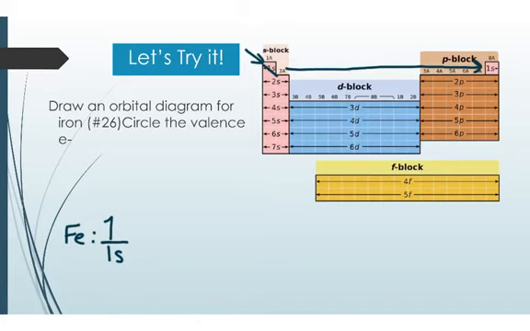Fill that 1s a second time, which makes sense. We don't make a new orbital until we fill the last one. Now I'm out of space, so I'm going down to the next row. I'm into that 2s. Again, s is a circle. It has one orbital, one orientation, so one line.